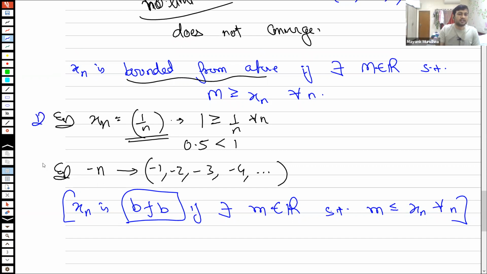So let me call this example 1. This is example 2. So Anuradha, can you tell me which of these sequences is bounded from below? Sequence 1 or sequence 2?